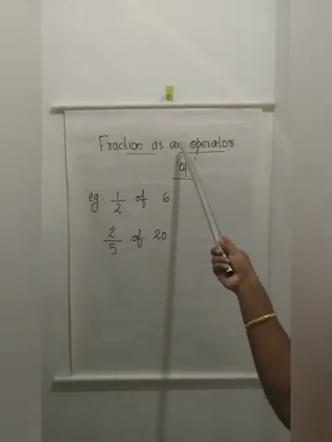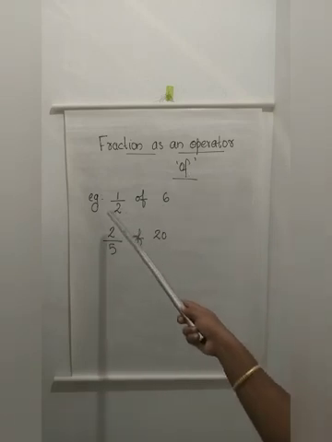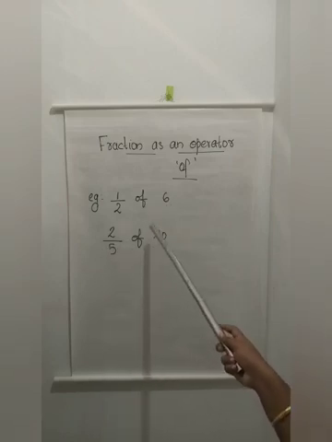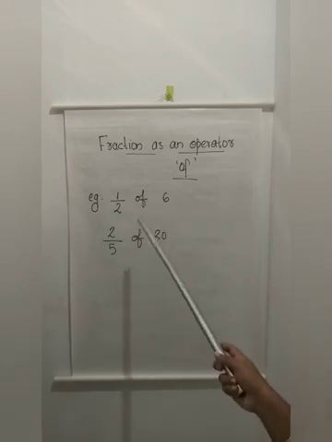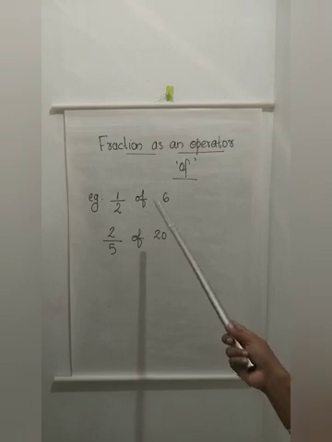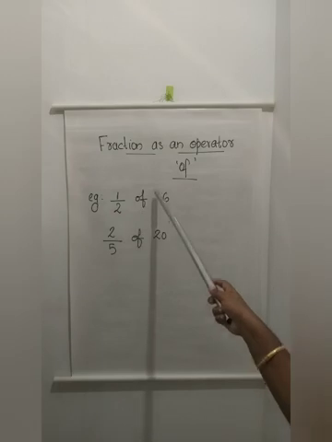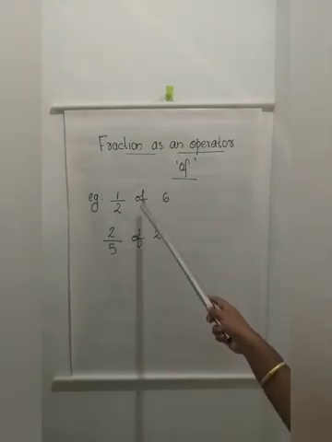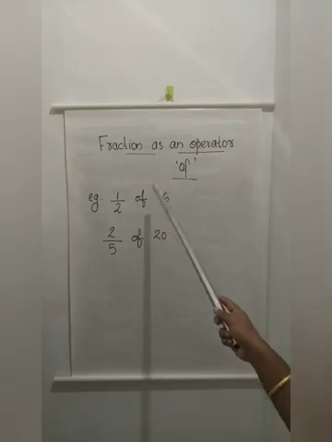Next, fraction as an operator of. In some cases, you can see: what is half of 6? 2 by 5 of 20. What do we mean by this of? Nothing but multiplication itself. So in some cases multiplication is written as of. So here the operation meant is multiplication. So half of 6 means half into 6. Multiplication is also expressed in the form of of.